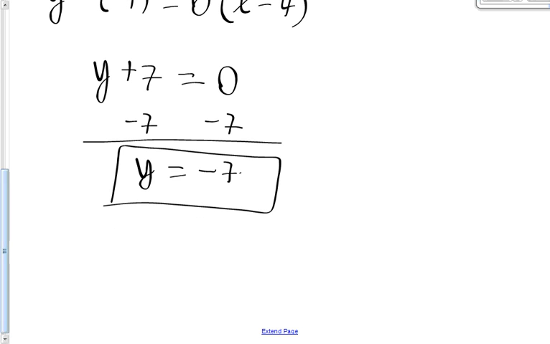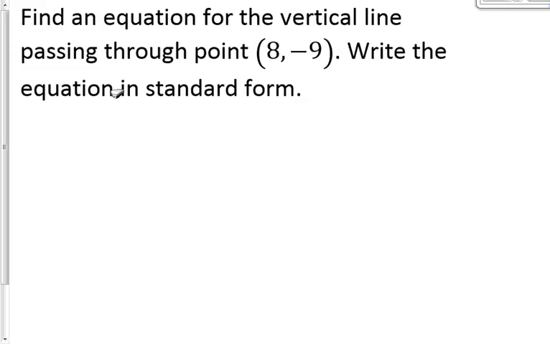And the last example. Now instead of a horizontal line, we have: find an equation for a vertical line passing through point 8, -9. Write the equation in standard form also. In the case of a vertical line, the slope is actually undefined. That creates a problem if we're trying to use point slope form, because undefined is not a number, and in point slope form we actually have to put in a number for m.